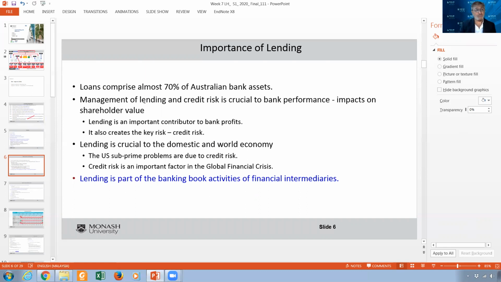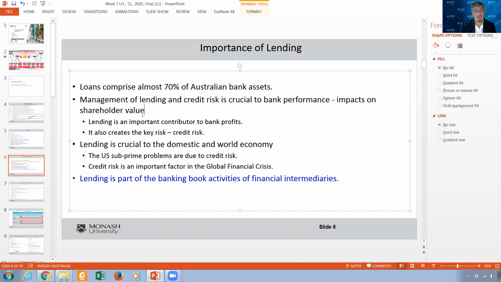So management of lending and credit risk is crucial to bank performance, because it has an impact on shareholders' value. Lending is an important contribution to bank profits, but if there is a lot of risk, then that profit can drop. So it also creates a key risk, which we call credit risk.